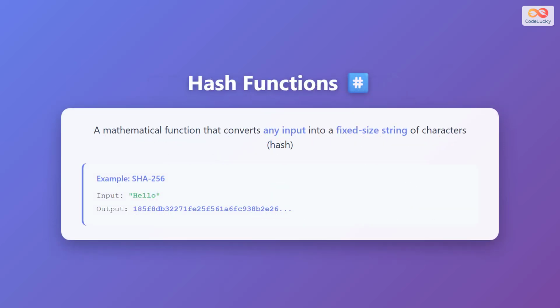A hash function is a mathematical algorithm that takes any input, regardless of its size, and converts it into a fixed-size string of characters called a hash. Think of it as a digital fingerprint for data. For example, if we take the word hello and pass it through the SHA-256 hash function, it produces a unique 64-character hexadecimal output. Even the slightest change to the input produces a completely different hash, making it perfect for detecting data tampering.